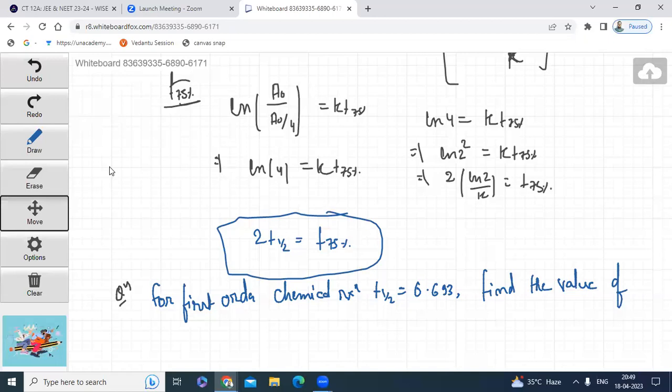Am I audible? Please confirm through the chat box.